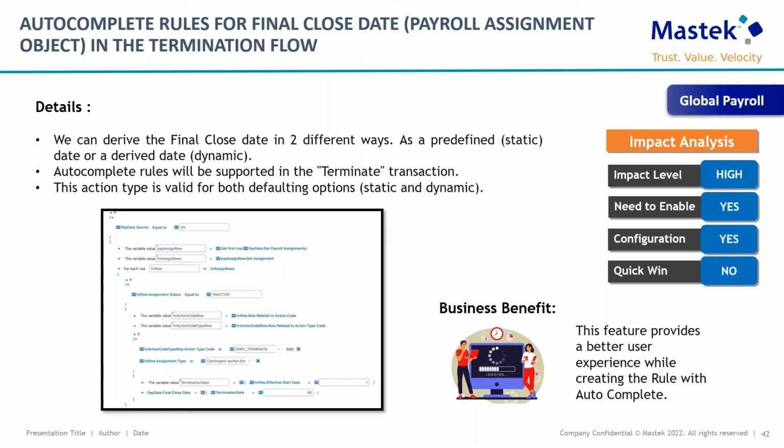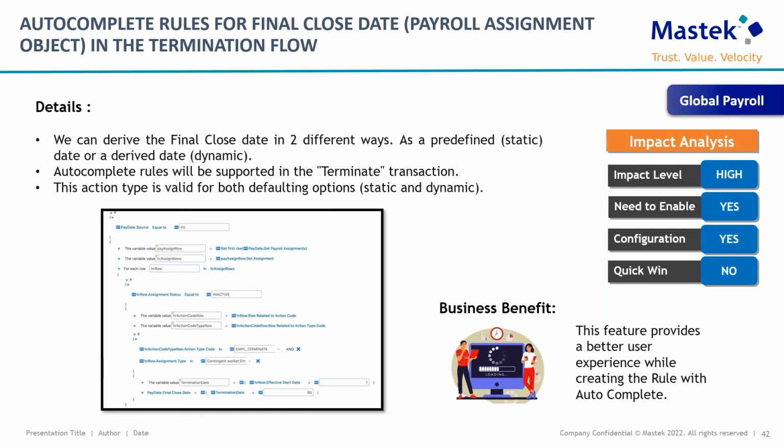Autocomplete rule for final close date, payroll assignment object in the termination flow. Now, this is one important feature I think we got: we can write an autocomplete rule for the final close date on the payroll relationship. So whenever we are terminating any employee, we can now have an automated date for the final close on those employees. There are two ways of doing it. Either you can have a static one, like a paid date or period end date or something like that, or you can have a dynamic one. A dynamic one is, let's say, the termination date plus 90 days, anything. So that could be a dynamic one.